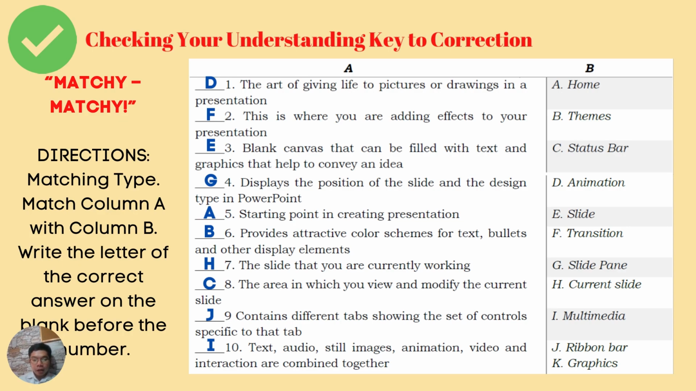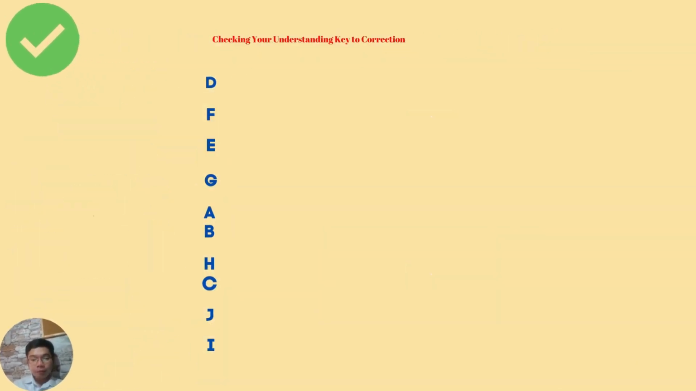So 8, the area in which you can view or modify the current slide. Letter C. Actually, there are two answers here. It can be also letter H. So if you answer letter H here, it's still correct. So number 9, it contains different tabs showing the set of controls specific to the tab. It's letter J. And number 10, text, audio, still images, animation, video, and interaction are combined together. It's letter I, multimedia. So what's your score?